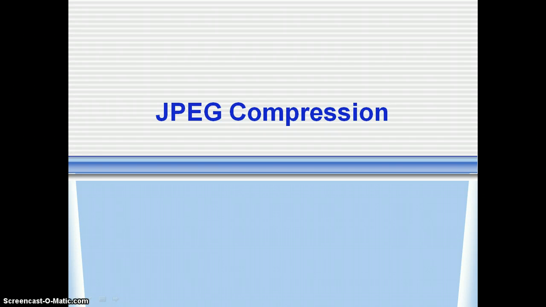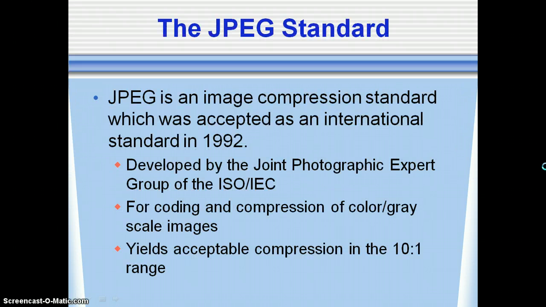Today we are going to discuss JPEG compression. First we look into what JPEG is and what its standard is. JPEG is an image compression standard which was accepted as an international standard in 1992, developed by the Joint Photographic Experts Group of the ISO and IEC for coding and compression of color and gray-scale images. It yields acceptable compression in the 10:1 range.